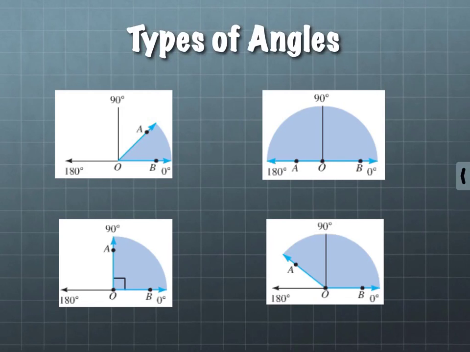So remember what you call that first picture? What type of an angle it is? Right, we call that acute. An acute angle is an angle that is between 0 and 90 degrees. So this would be a picture of an acute angle.